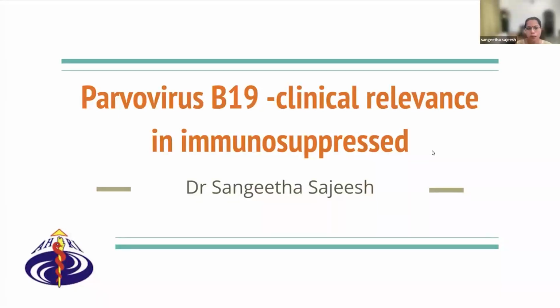Today's topic, as Kishore sir has rightly pointed out, is another important virus, that is Parvovirus B19. And what is its clinical relevance in the immunosuppressed? So when you think about Parvovirus B19, the first impression that comes to our mind is that of a slapped cheek appearance, that is fifth disease or erythema infectiosum.